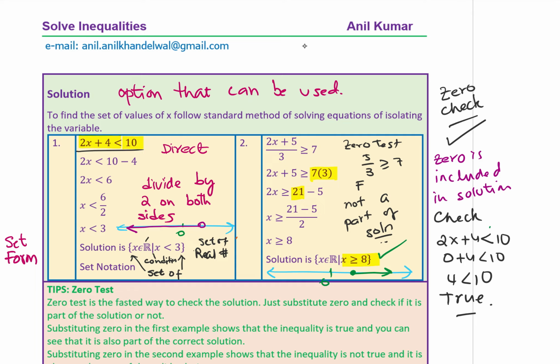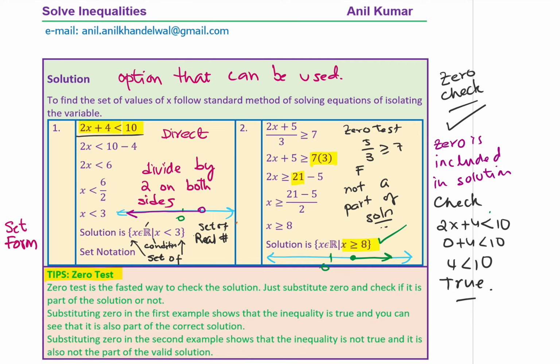Perfect? Now let's look into what was the zero test. We did apply it, right? And now let's look into this zero test. It says, zero test is the fastest way to check the solution. Perfect? Just substitute 0 and check if it is a part of the solution or not. Substituting 0 in the first example shows that the inequality is true, as we can see, right? Inequality is true. And you can see that it is also a part of the solution.